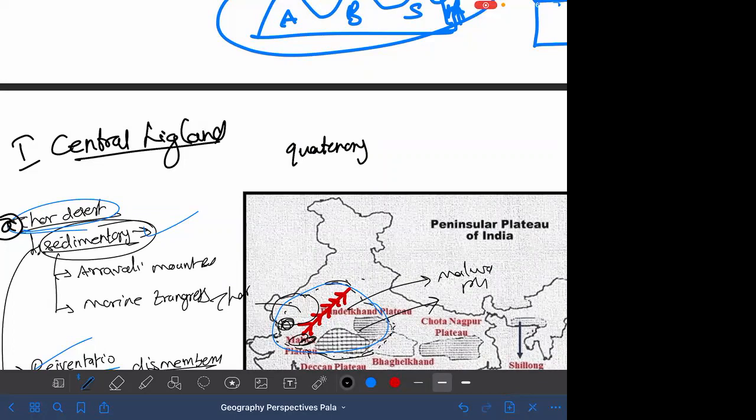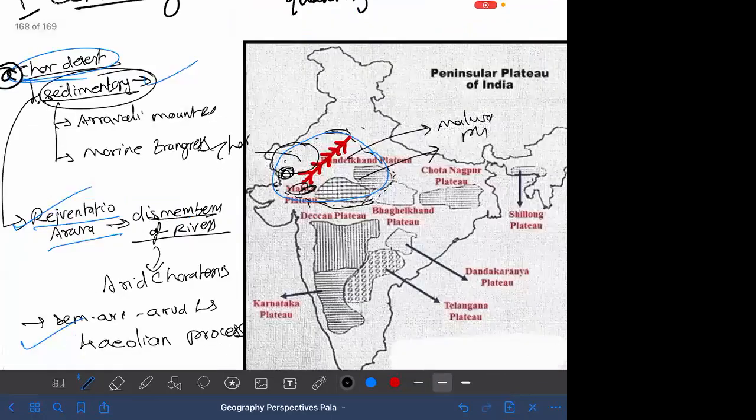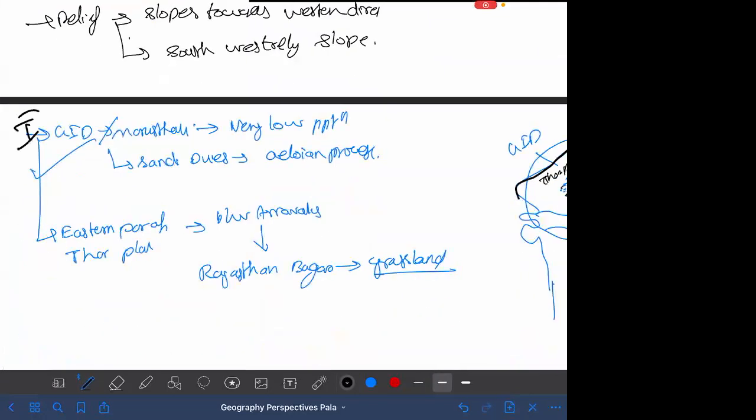Two parts can be identified in the Thar platform. The first one is the Great Indian Desert.